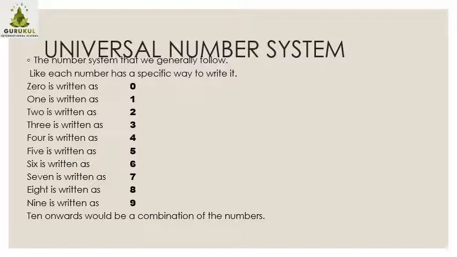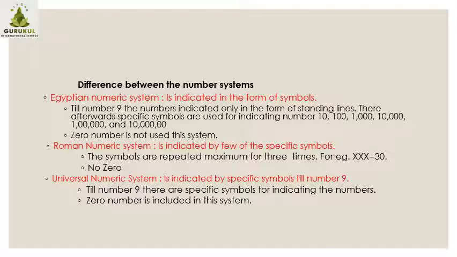So you can see that there is no 0 in those two number systems, the Egyptian numeral system and the Roman numeral system. But the universal number system has included 0. There is no specific sign for 10 onwards. We can combine and write the numbers. So what is the difference between these number systems?